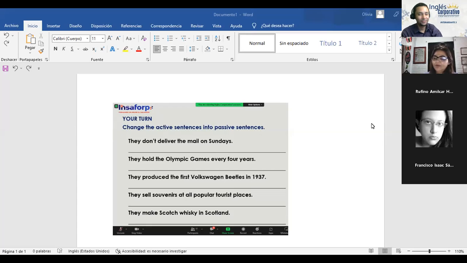The mail is not delivered on Sunday. Correct. Very good. What about the second one? The second one, the Olympic Games? If you notice, the verb is in present simple form. So you need to use are. So the Olympic Games are... I don't remember the past participle of hold. What is the past participle of hold? Held. That's right. Every four years. The Olympic Games are held every 4 years. That is correct. Very good. Okay, let's continue. And I'm going to visit a different room. See you in a few minutes.